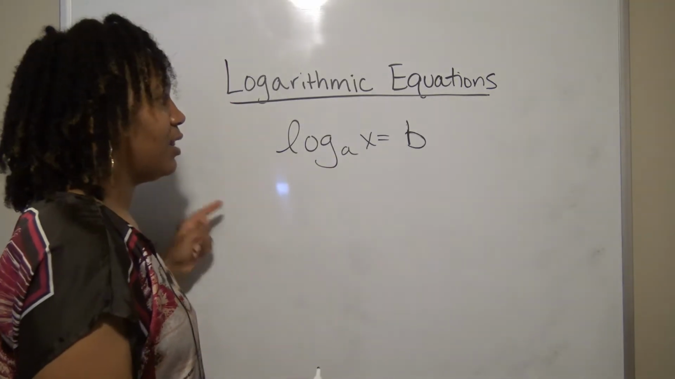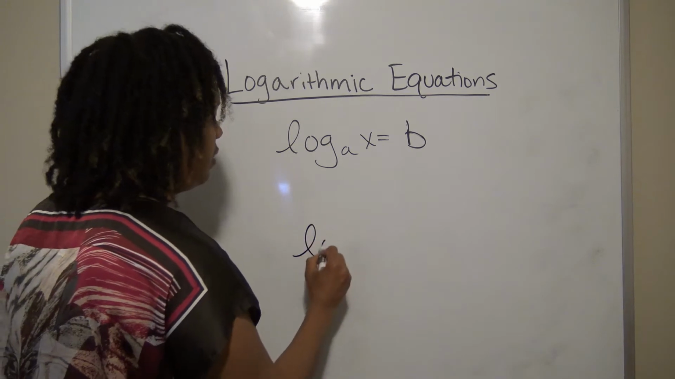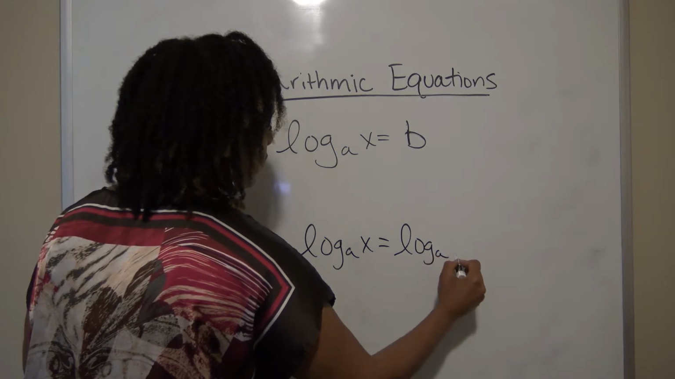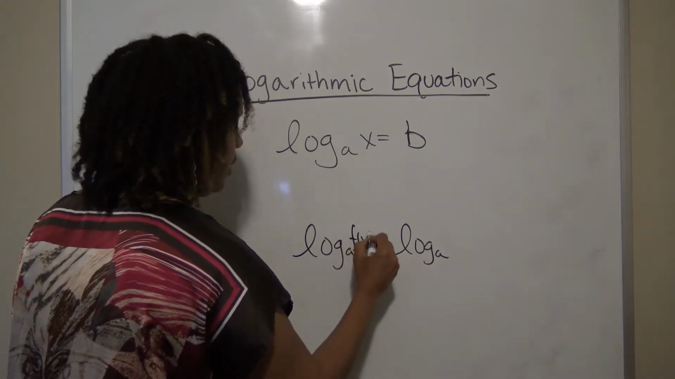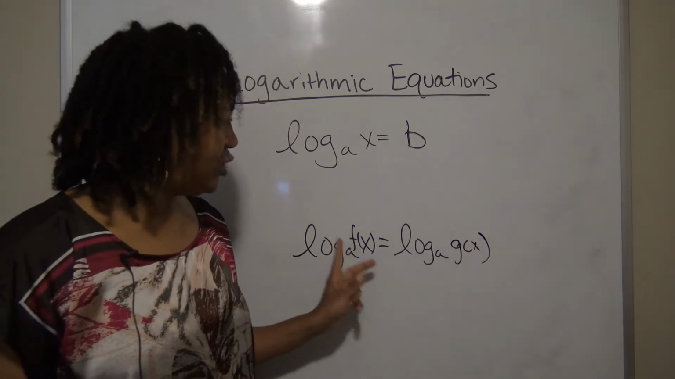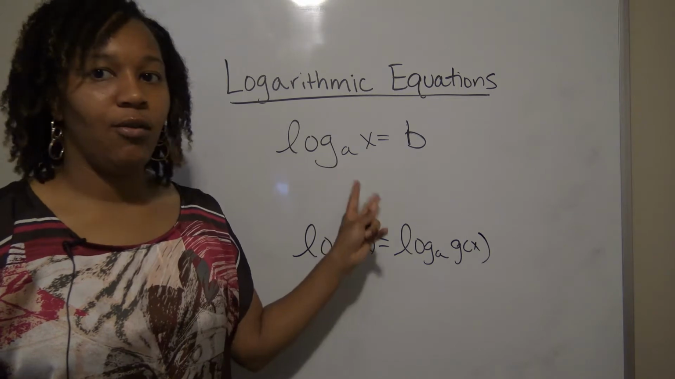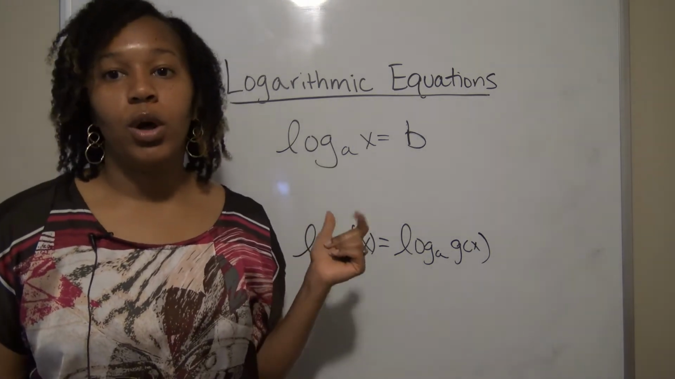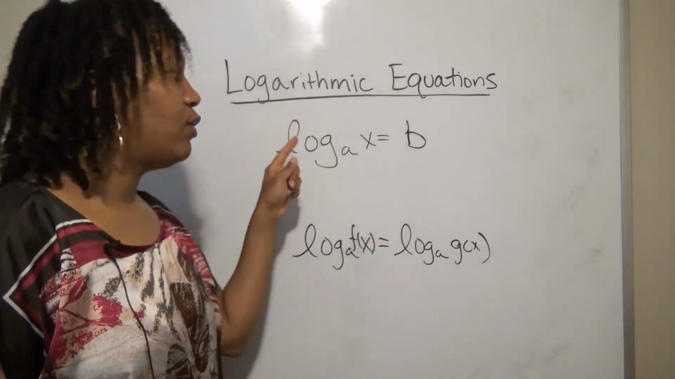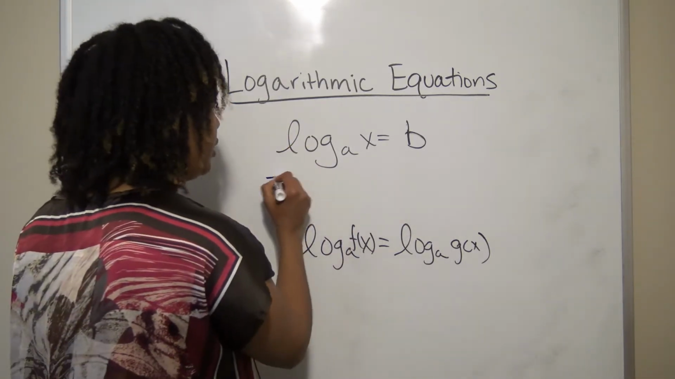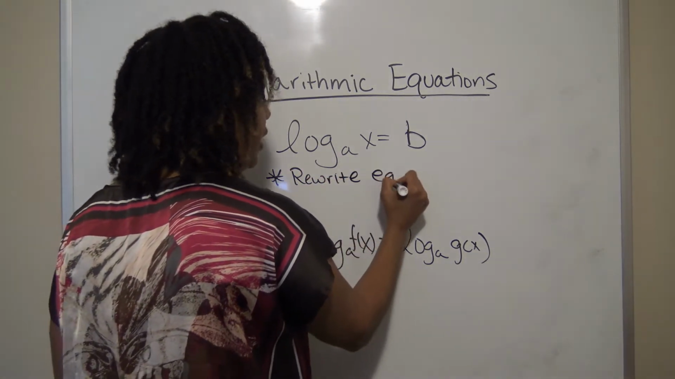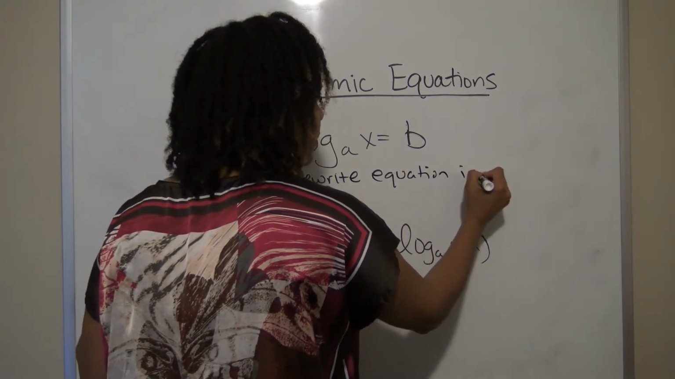So you might see one that looks like this, or you may see a logarithmic equation of this form. Let me write this: log base a of f of x equals log base a of g of x. So you have two logs in this case, and in the other case you only have one log. That's important because the form of the logarithmic equation will determine the method that you use to solve it. So if you have one log, then you will solve it by rewriting the equation in exponential form.